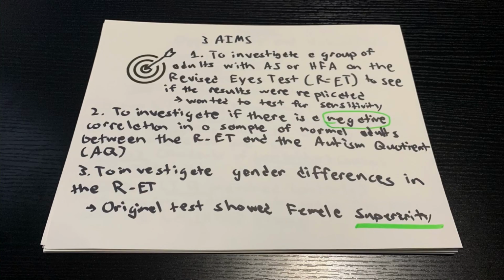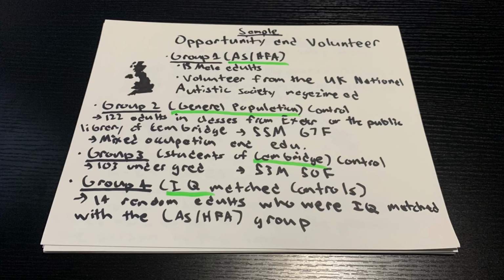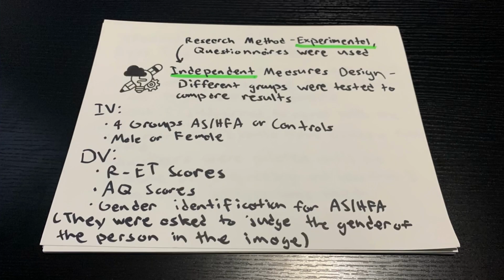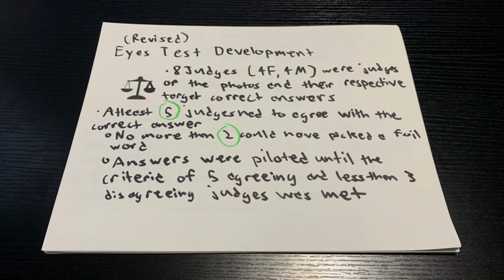One of the aims was to investigate if there is a negative correlation, and the original test showed female superiority. In the sample, Group 1 was the AS/HFA group, Group 2 was the general population, Group 3 was students of Cambridge, and Group 4 were the IQ-matched controls. The research method was experimental, and the design was independent measures design. In the test's development, at least 5 judges had to agree with the correct answer, and no more than 2 could have picked a foil.